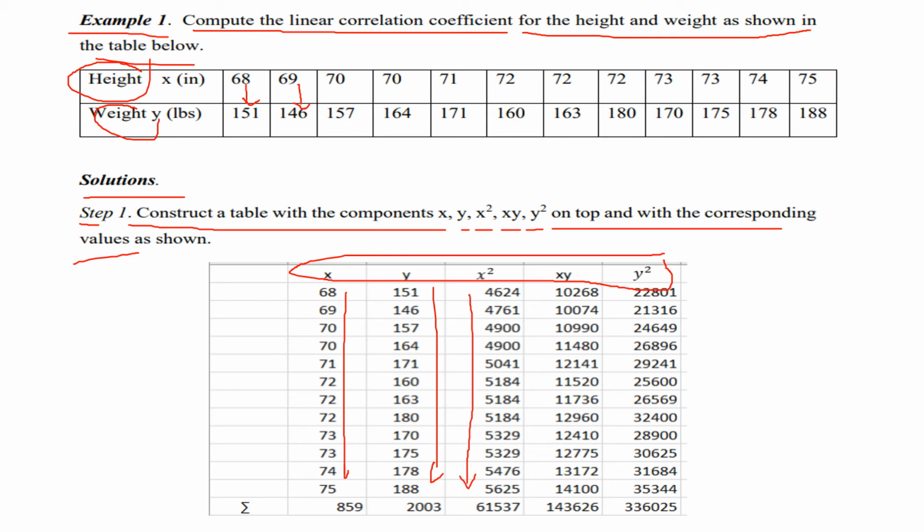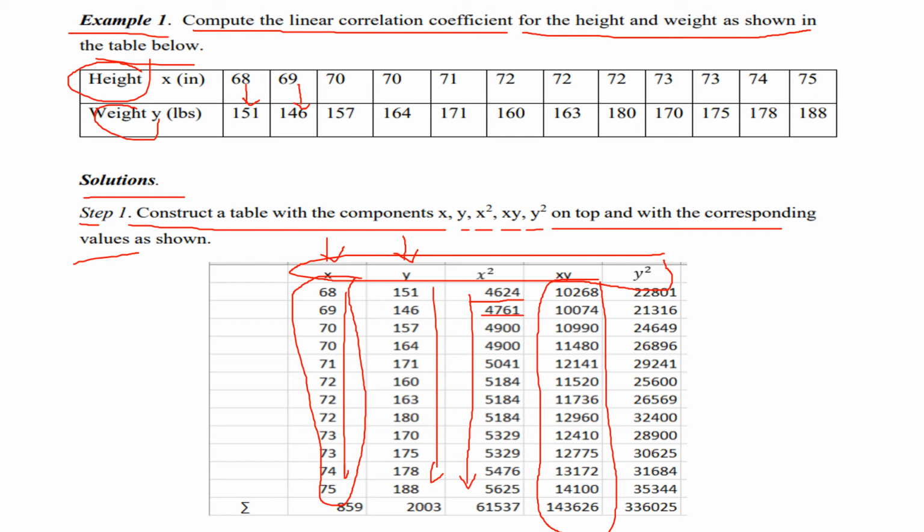In the fourth column, that will be the square of the values under your second column. So that will be 68 multiplied by 68, which is 4624. 69 multiplied by 69 is equal to 4761, and so on. For the values under your fifth column, that will be the product between your second column and your third column, or the product between your x and y variables.